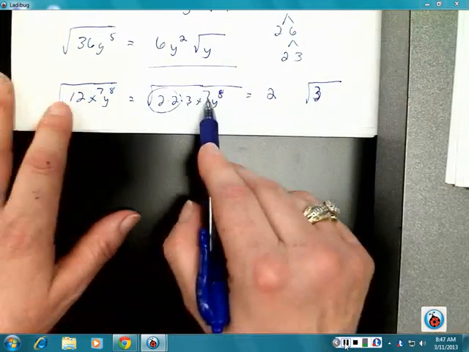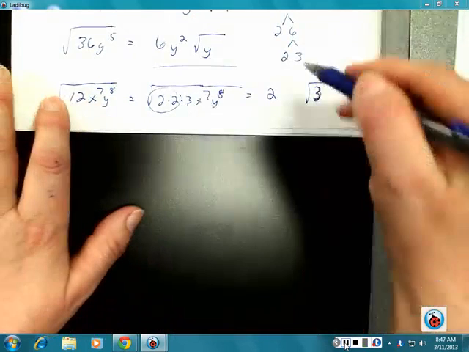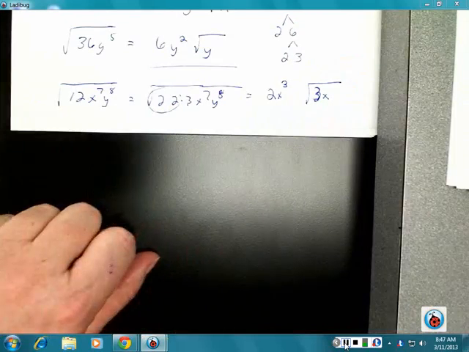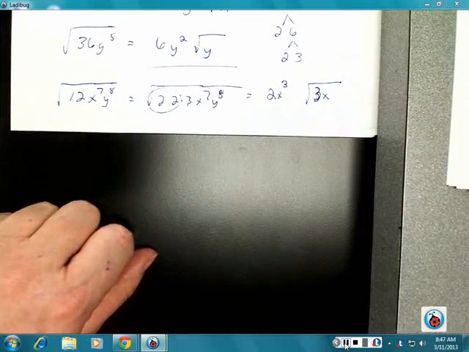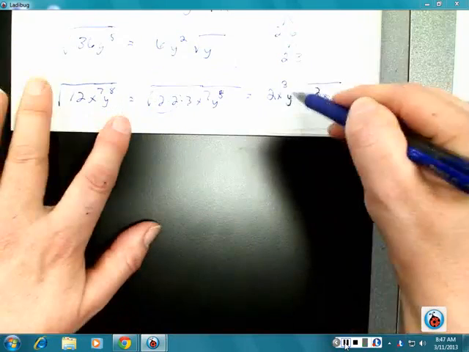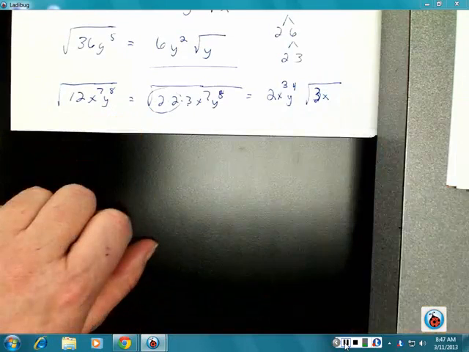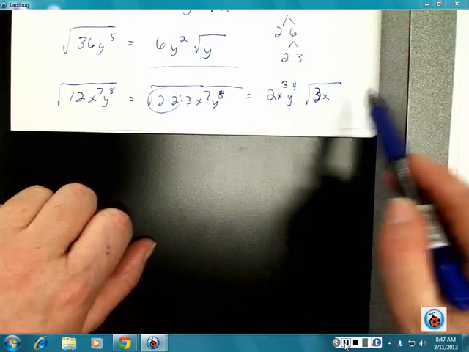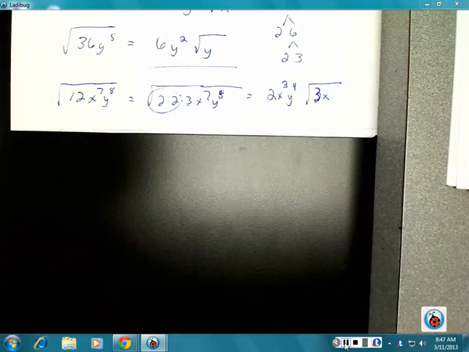2 into 7 goes 3, leaving me an x under the radical. 2 goes into 8, 4. So y to the 4th comes out front. Do I have any y's left? Nope, no y's left, and so therefore that's my answer. Okay? What do you think? Yes or no?